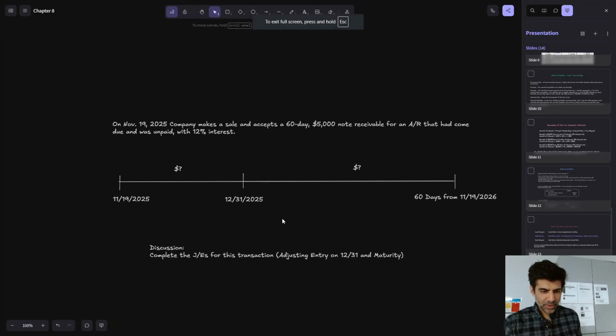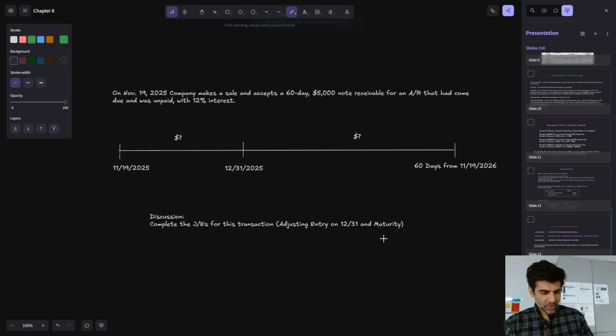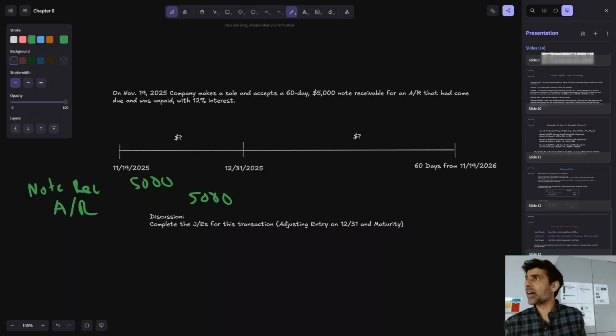Okay, so the first journal entry, we're getting rid of an account receivable and we're receiving a note receivable. So it's basically note receivable 5,000 debit, and we're reducing accounts receivable by 5,000. Now this customer, we've just traded the terms basically. Accounts receivable is short term, and we're now making it a long term loan.